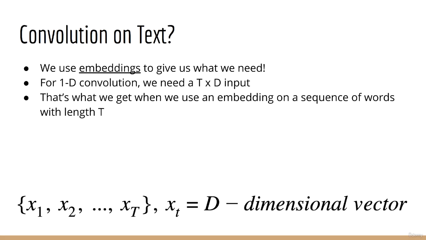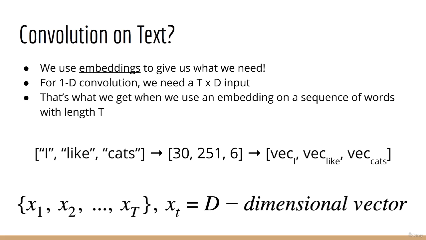We go from a length t sequence of words to a length t sequence of integers to a length t sequence of d length vectors. Since we have t vectors, each of length d, this makes up a t by d matrix when you stack them all together. And thus, we have exactly what we need to build a CNN for text.